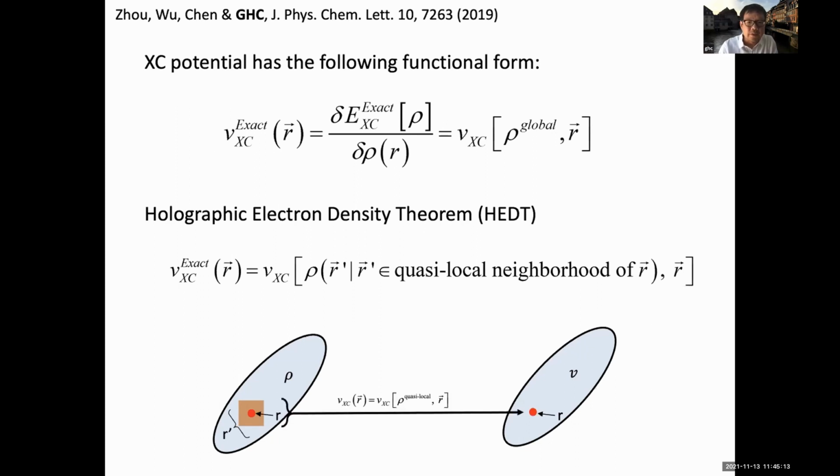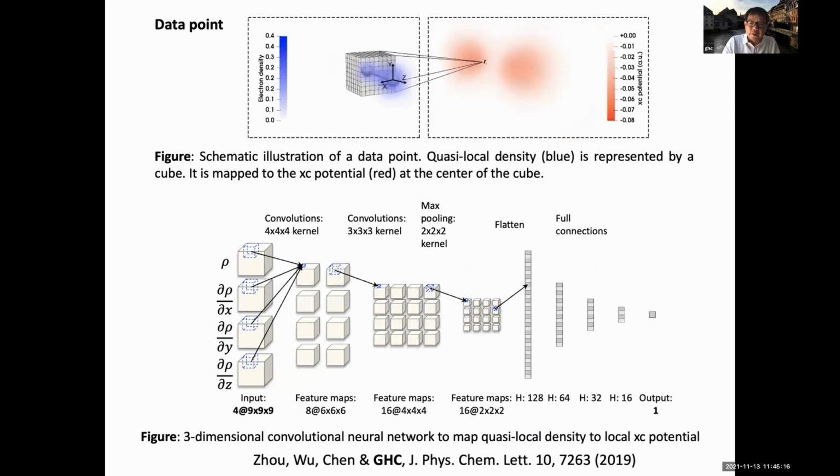So this is what we did, in a paper we published 2 years ago, finally. For this particular talk, I will focus on the exchange correlation potential. In terms of density, it's the same thing. You use the holographic electron density theorem, and you can solve the transferability too. But for this talk, I focus on the exchange potential.